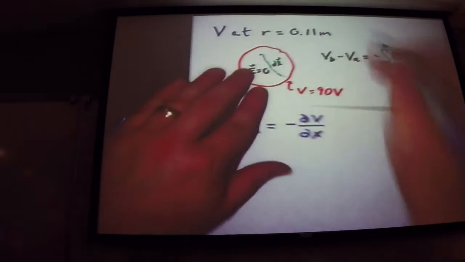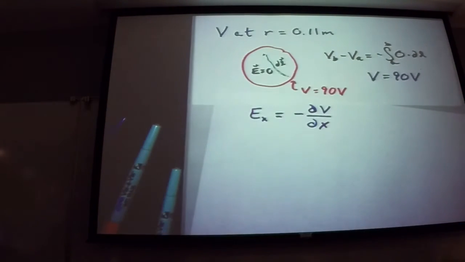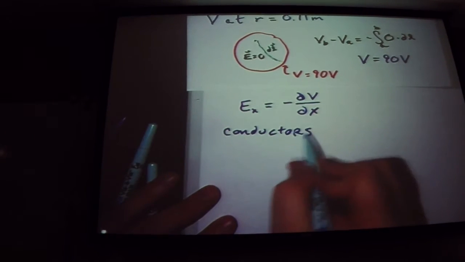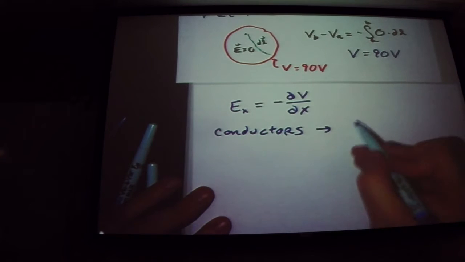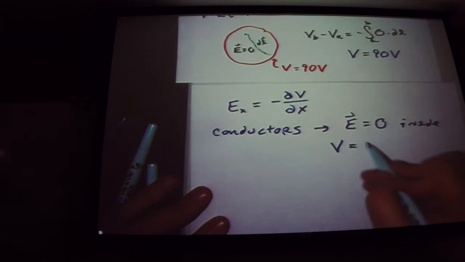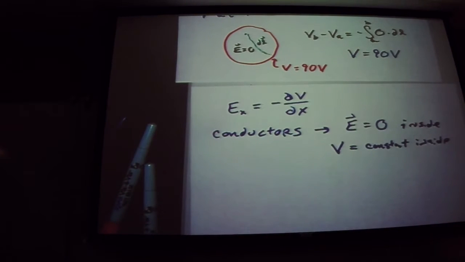So it's still 90 volts. Okay? So conductors: E equals 0 inside. Voltage is constant inside. It's a corollary there.